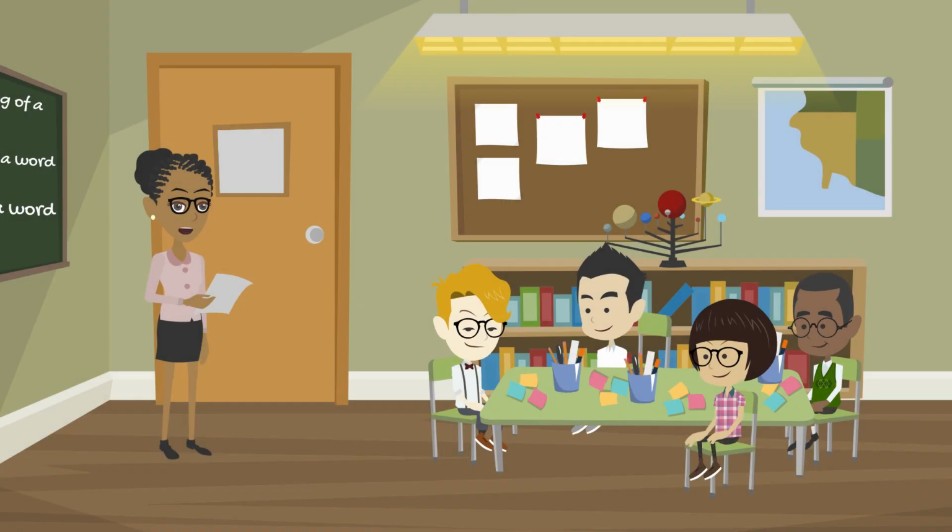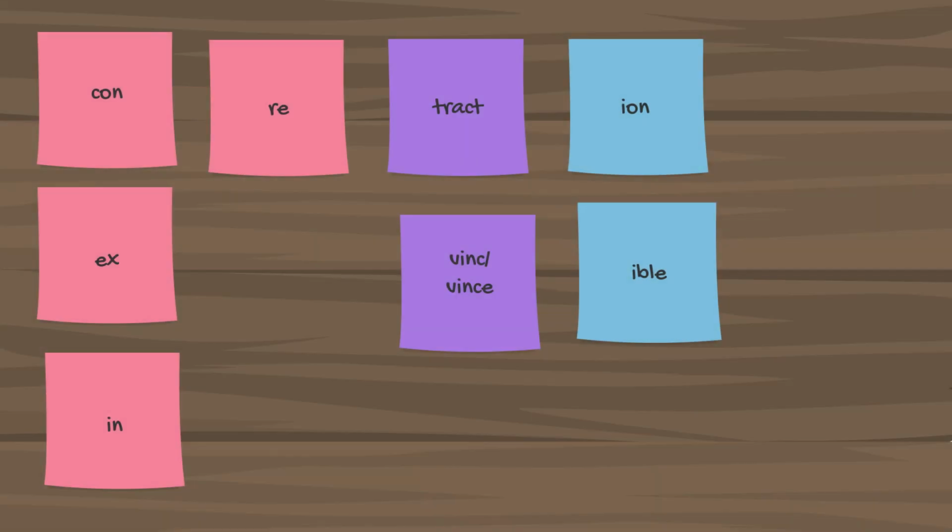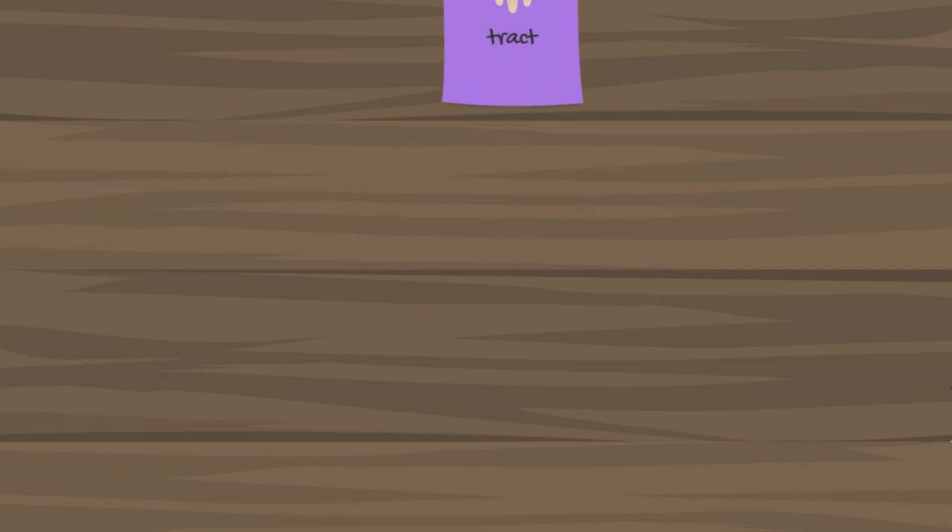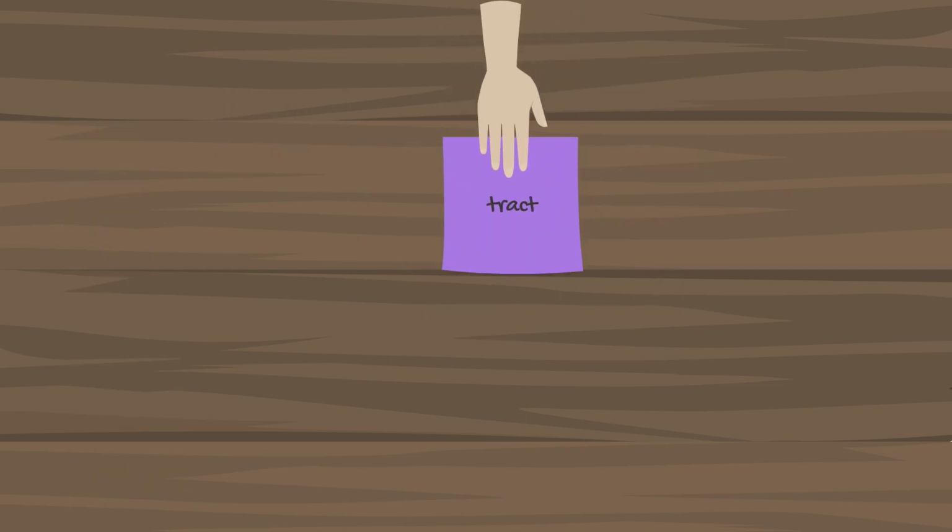Now, let's take our word parts and build words. Let's first arrange our word parts. Put all of your pink prefixes together, your Latin root, lilac, and your sapphire blue suffixes together. Let's first start with our Latin root. Tract, to draw or pull, drag, or draw out.